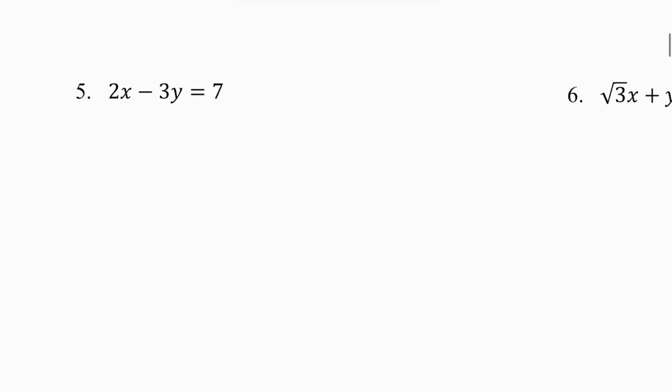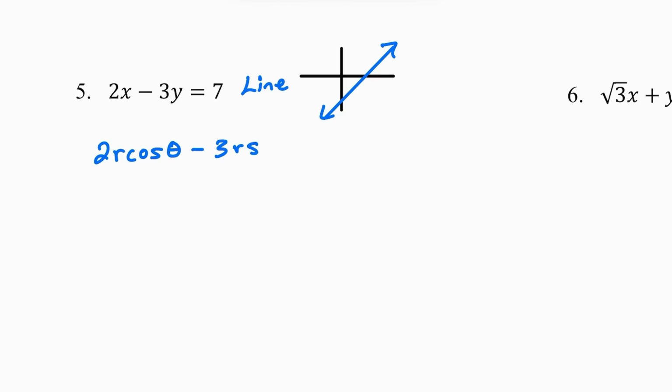Now this might look a little familiar. This is a line. This line, if I wanted to quickly sketch it, might look something like this. Okay, not exactly, but it could look something like that, which is going to be important, which we're going to talk about here in a little bit. So we don't have any x squared and y squared, so I can't use r squared, but I do have an x and y, which I can change as r cosine and r sine.